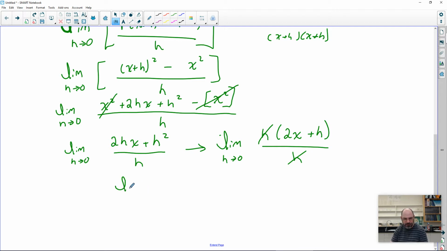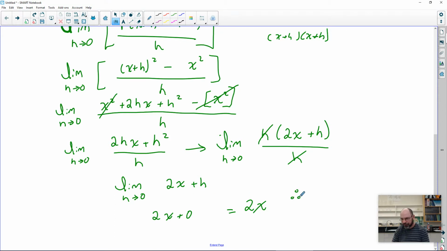We're left with the limit as h approaches 0 of 2x plus h. So now we can just sub in 0 for h. There's no bottom part, so we don't have to worry about that. So this would be 2x plus 0, which equals 2x. So this represents the derivative equals 2x.